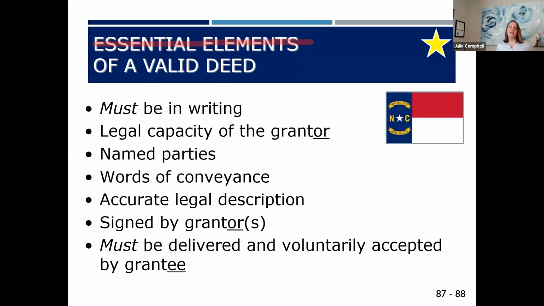Now, by words of conveyance, the grantor needs to state their intention to convey. So the deed is actually going to say, I, the grantor, convey 123 Main Street to the grantee. They state their intention to convey. There needs to be an accurate legal description.